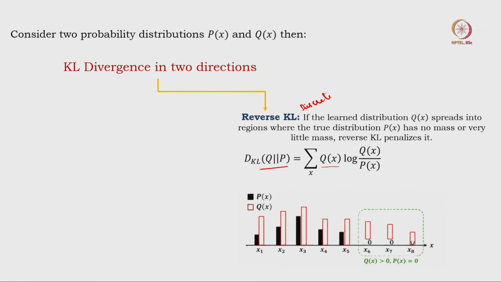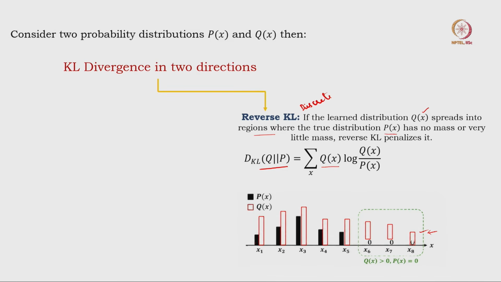Now when you look into this, here P is having a value, Q is also having a value. But as you move towards this, look at what exactly has happened. Q has spread into some region where P is not at all having any value, but Q has captured that part also. So if the learned distribution Q of x spreads into a region where the true distribution P of x has no mass or very little mass, then measuring this is your reverse KL.